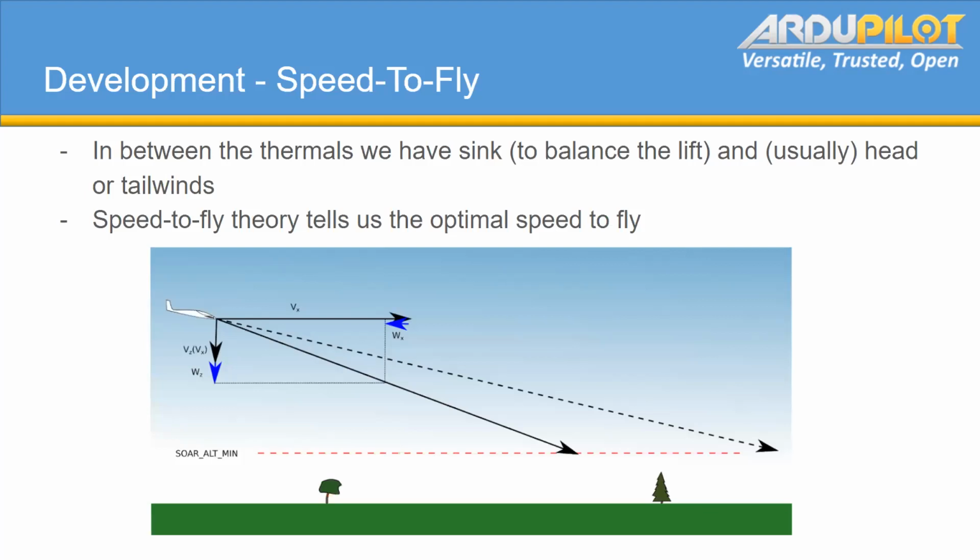However, usually in between thermals, we don't have still air. Usually we have some sink, which is balancing out the lifting air in the thermals. And usually we have headwinds or tailwinds, which affect this calculation. So this plot is the same as before, apart from it shows the effect of having an additional vertical speed component due to air movement, WZ, and an additional horizontal air movement, WX, due to wind, headwind.